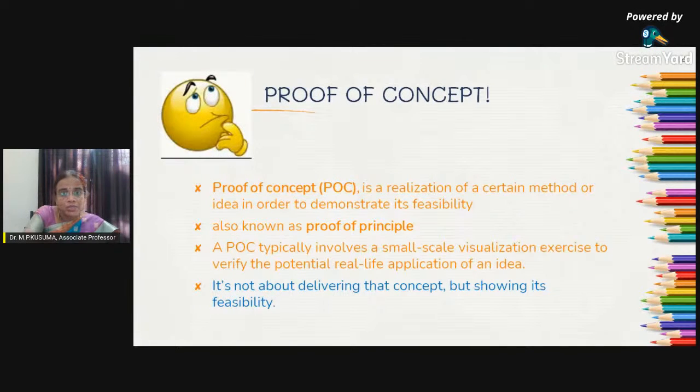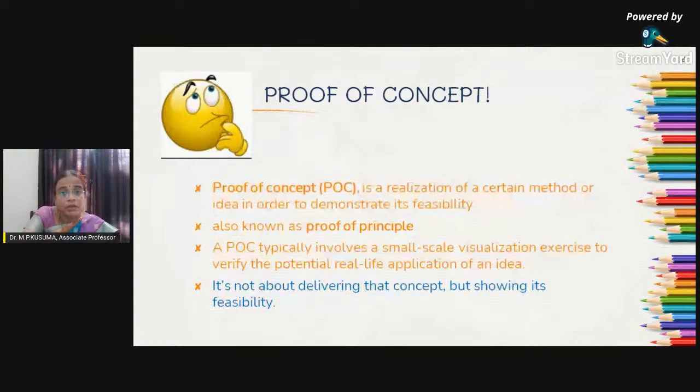Now, coming to today's topic, proof of concept. Once you get an idea, you just have to go for a proof of your idea. That proof of your idea is called a proof of concept. Proof of concept is a realization of a certain method or idea in order to demonstrate its feasibility. So you just have to go with a certain method and check whether your idea is feasible or not.